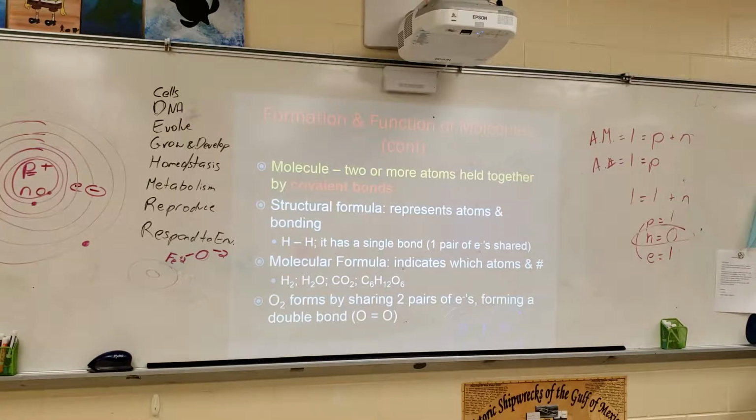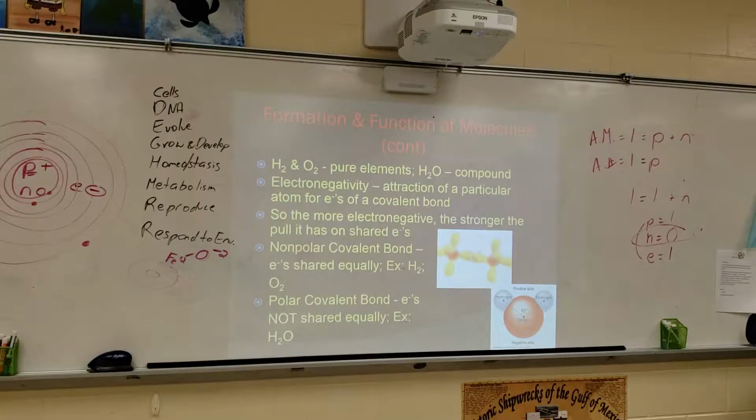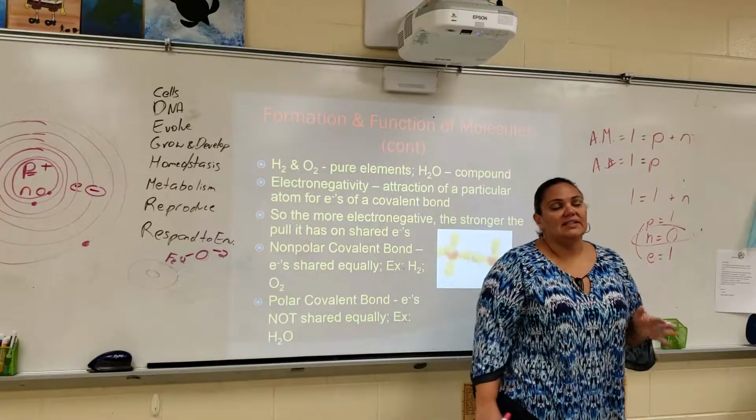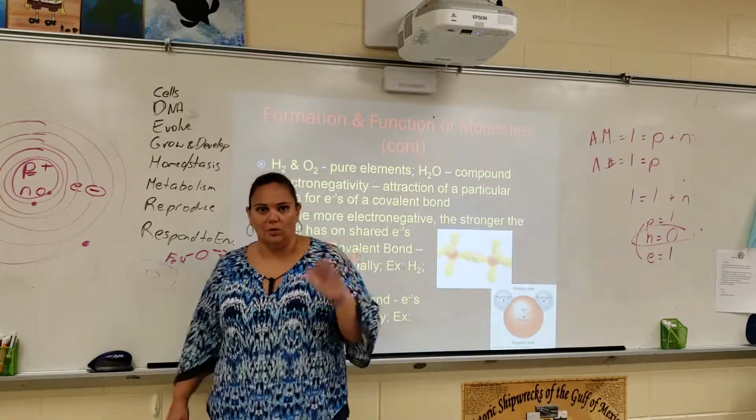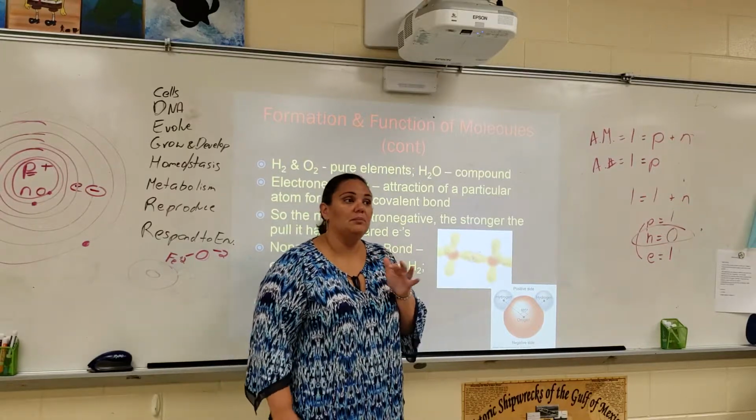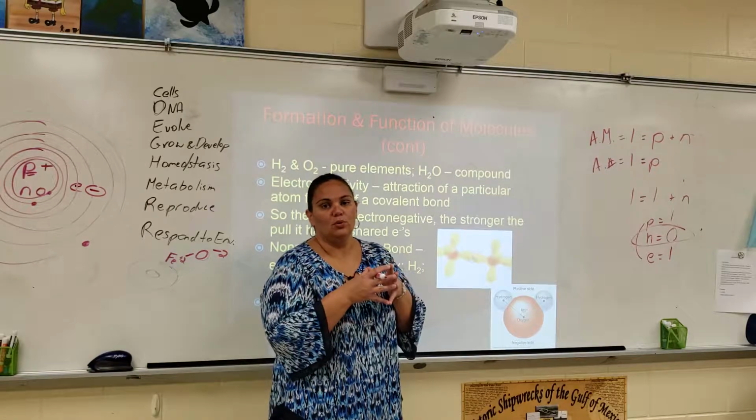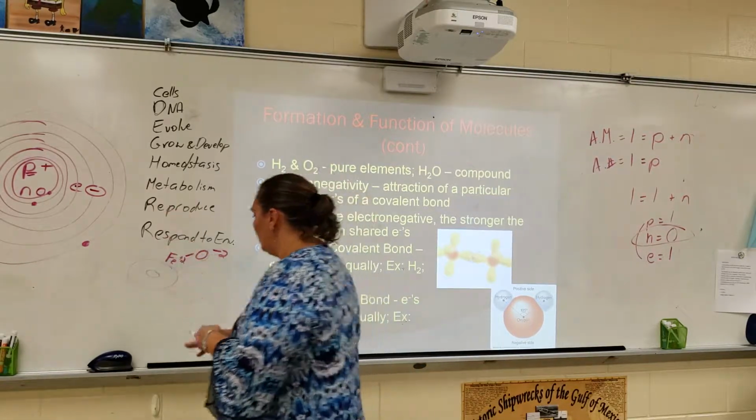But you've got plenty of different examples of that. Like I said though, those electrons may not be shared equally. Well, how do you know if they're going to be shared equally or not? That deals with electronegativity. Okay, don't freak out. Electronegativity is a big fancy schmancy word that basically says who has the strongest pull on electrons.